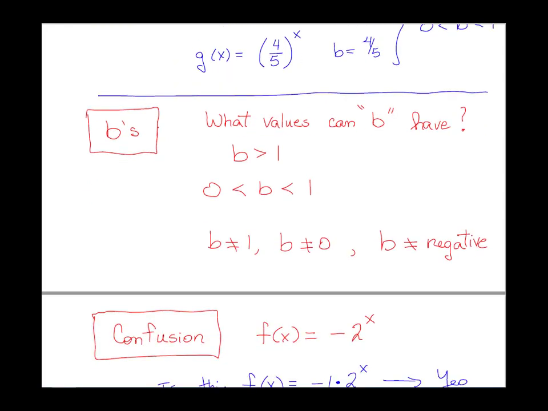Well, we're talking about all these different b's. Which b's can we actually have? Well, there's only two cases. The b is bigger than 1, or the b is between 0 and 1. Now notice this does not include 0, does not include 1, and b is never negative. Again, the only b's that can ever be there are numbers bigger than 1, or numbers between 0 and 1, and not 0 or 1 themselves.